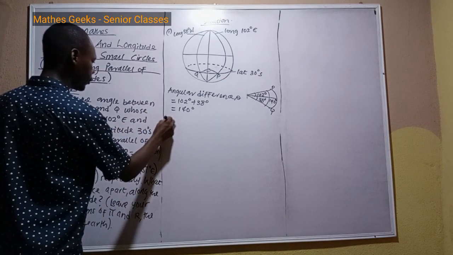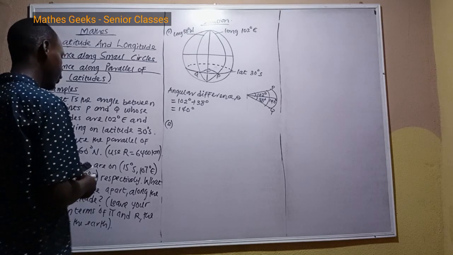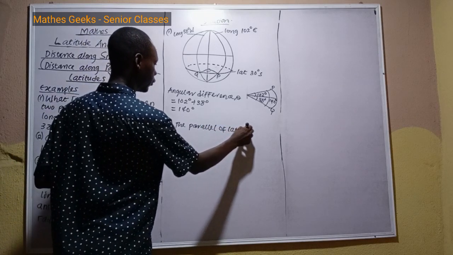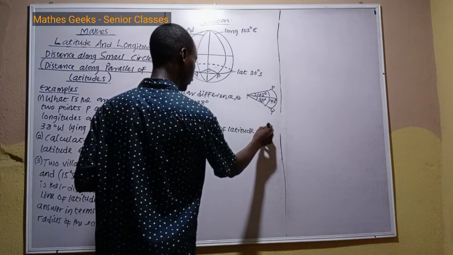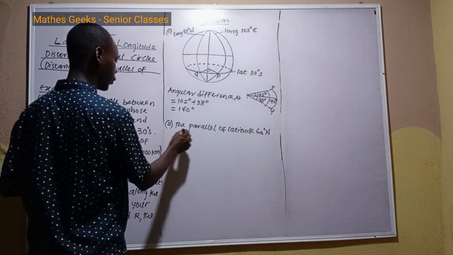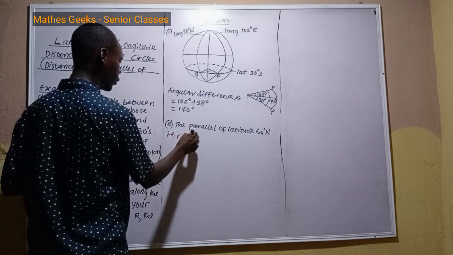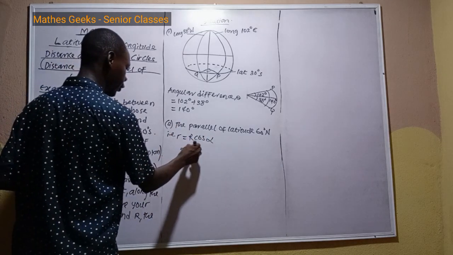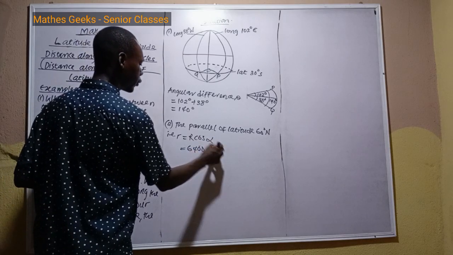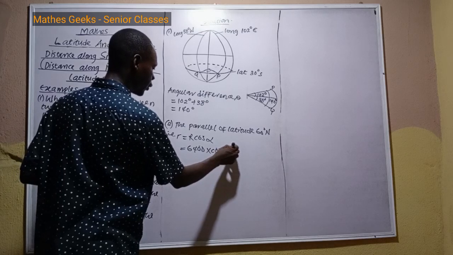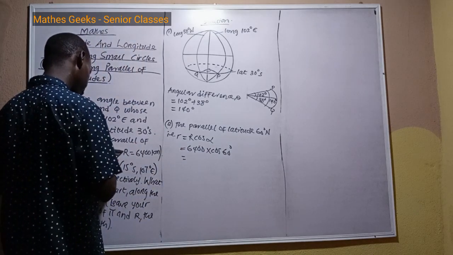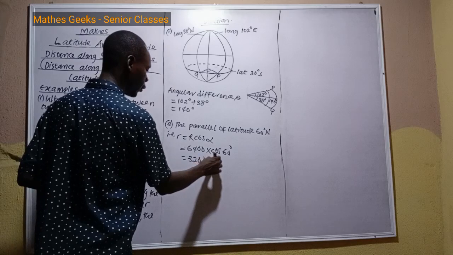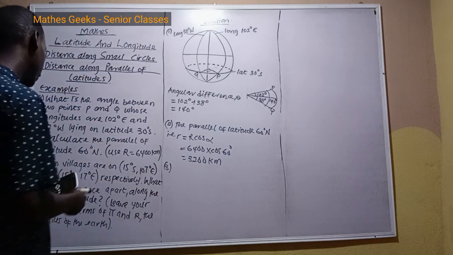Number 2 says calculate the parallel of latitude 60 degrees north. Use R. Parallel of latitude 60 degrees north. That is r is equal to R cos alpha, and R here is 6,400. So 6,400 times cos alpha, where alpha is the latitude, 60 degrees. So 6,400 times cos 60, 3,200. 3,200 kilometers.